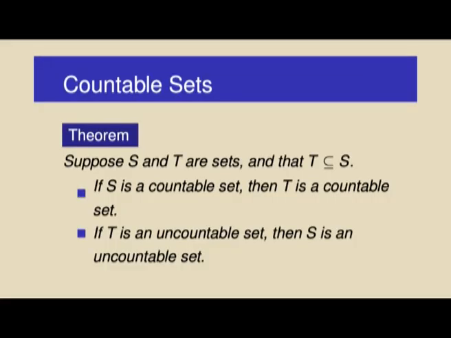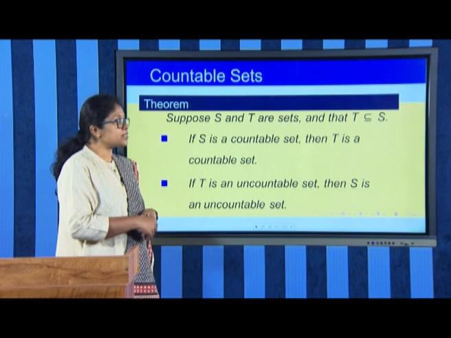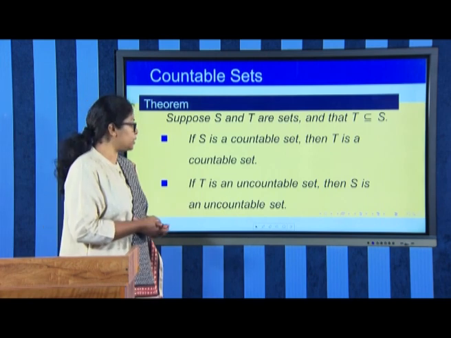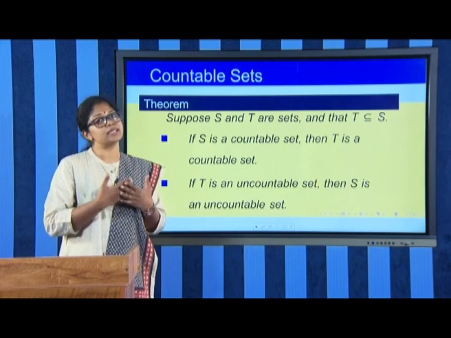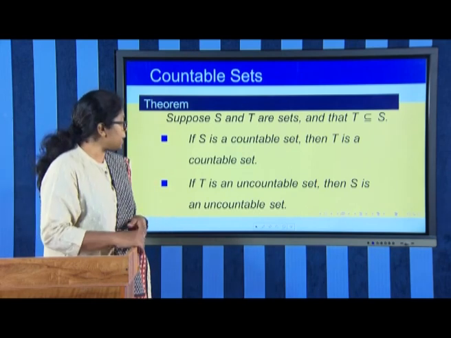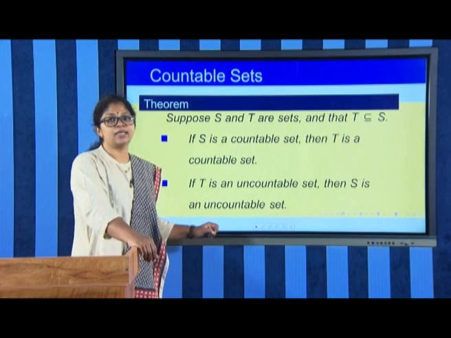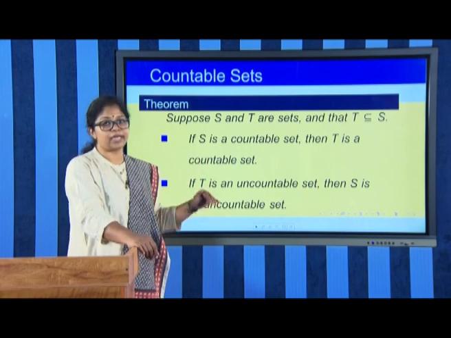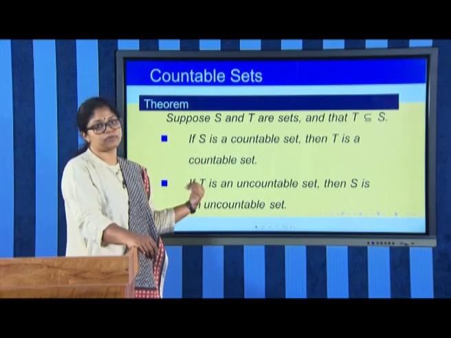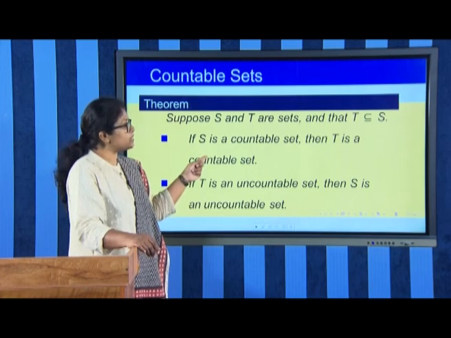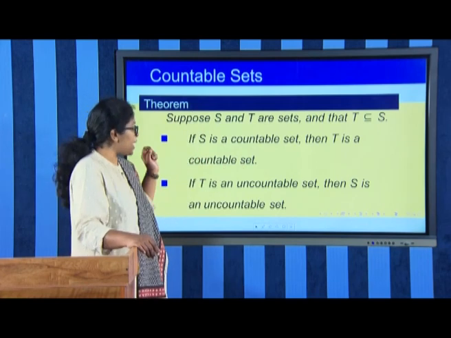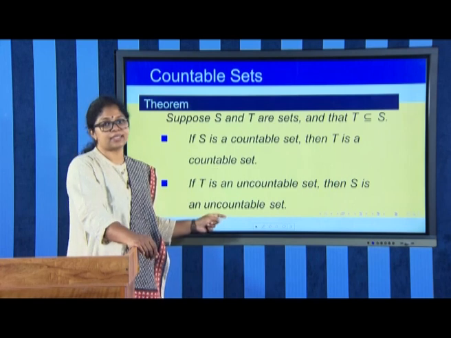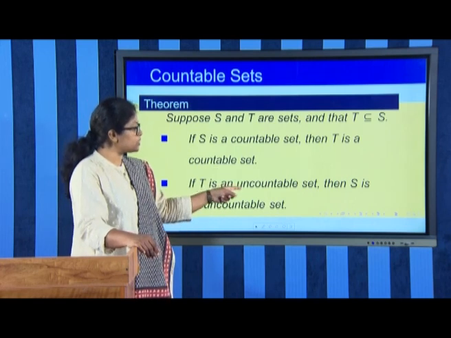We shall see another theorem which states, suppose S and T are sets and T is a subset of S. If S is a countable set, then T is definitely countable, that means a subset of a countable set is definitely countable. And if T is an uncountable set, then S is an uncountable set. We have seen a similar theorem in the case of finite sets, this is its countable counterpart. So if S is a countable set, then T is definitely countable, and if T is an uncountable set, then S is an uncountable set.